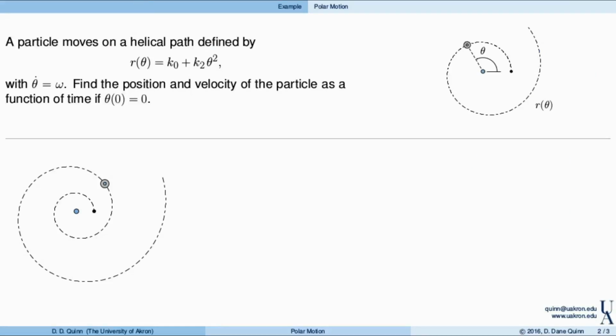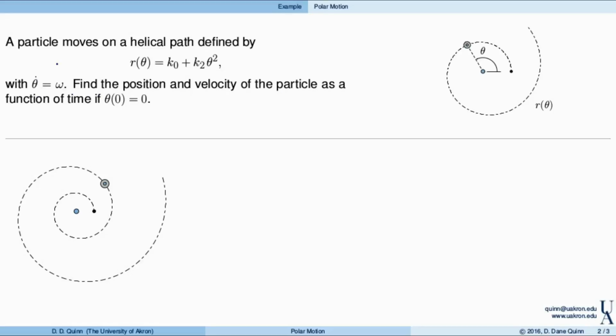Today I'd like to do an example with polar motion. We have a particle given here that moves along a helical path. That path is defined as the radius in terms of the angle theta subtended by the path. So r of theta is some constant, k0, plus k2 times theta squared. Again, this path increases in radius quadratically with increases in the angle.